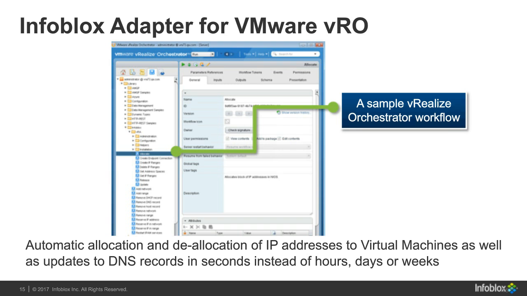Typically you were doing a trouble ticket, a custom script, or you had a block of addresses. Now I can actually automate that process as part of the integration between Infoblox and VMware for the automatic allocation and deallocation of IP addresses to my virtual machines or to my NSX devices, as well as update DNS records in seconds as part of the workflow. The key thing I'm going to reinforce a couple times through this is that it's all part of your standard workflow. Now I can make it very simple.